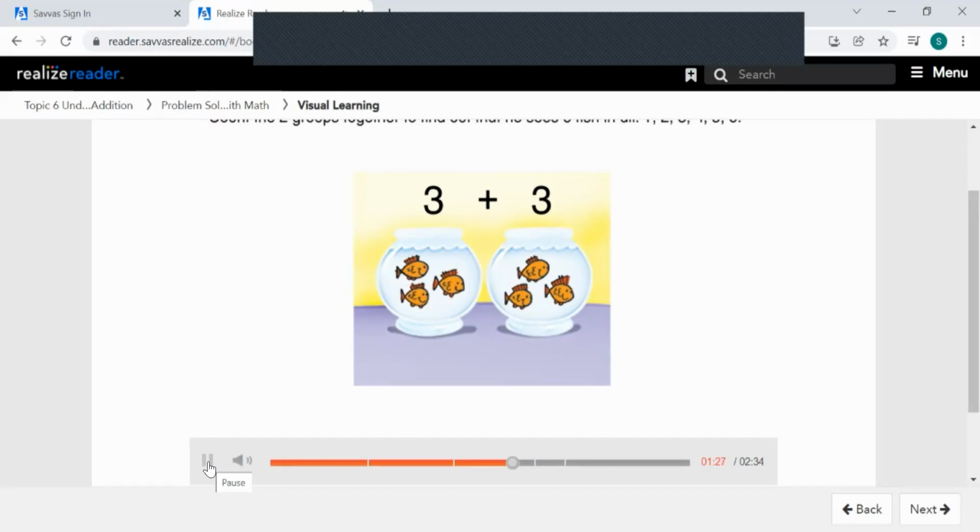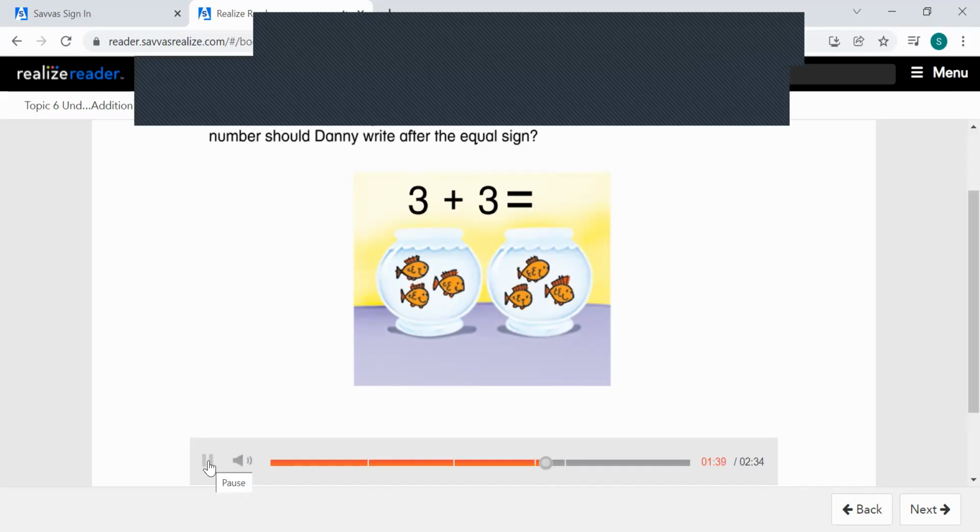Count the 2 groups together to find out that he sees 6 fish in all. 1, 2, 3, 4, 5, 6. All right, can you count those fish and make sure they're correct? Remember to point to each fish as you're counting, and there should be 6 fish in all. Danny adds an equal sign so he can use an equation to solve the problem. What number should Danny write after the equal sign?